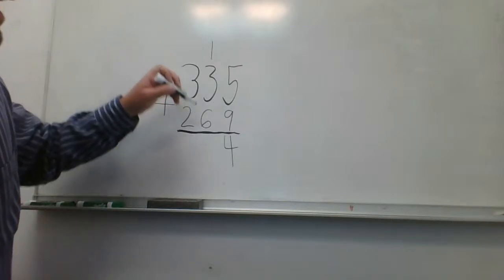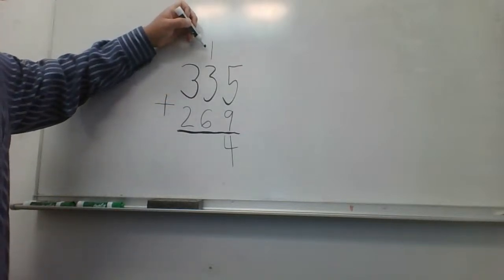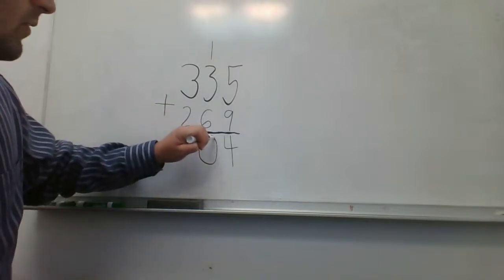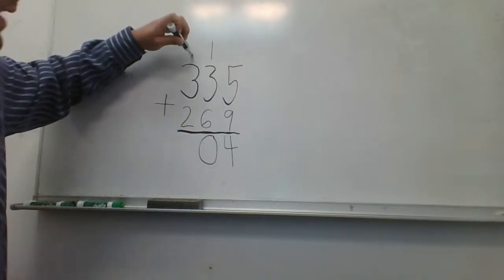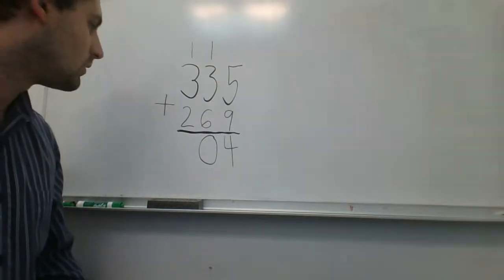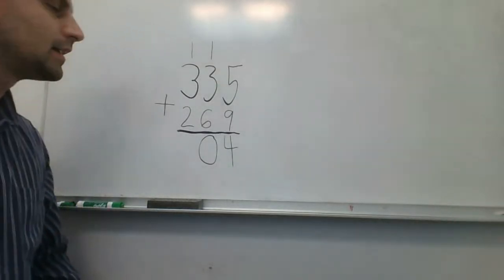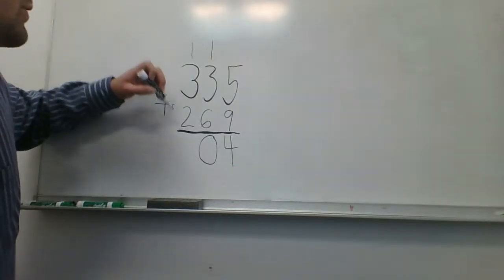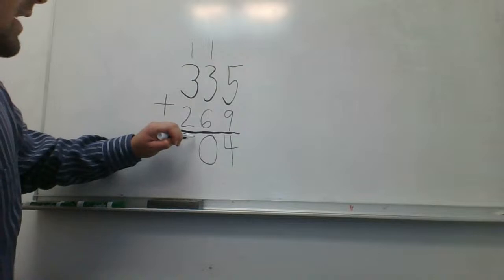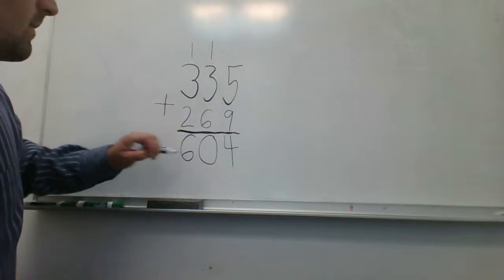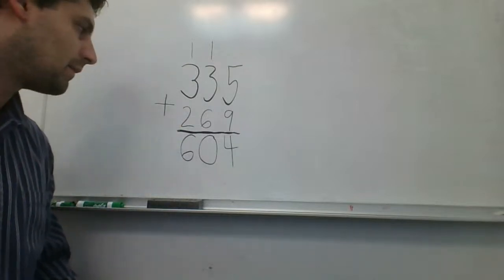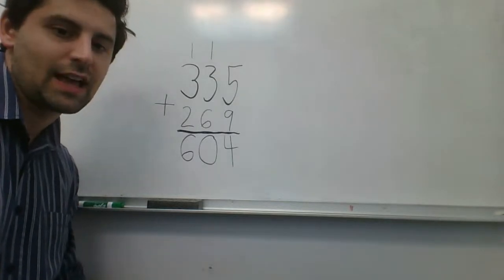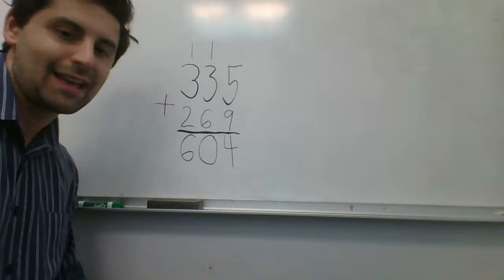3 plus 6 is 9, plus the 1 that we carried over makes it 10. Again, we need to regroup. The 0 in the number 10 goes in the tens place. The 1 in the number 10 gets carried over to the hundreds place. 3 plus 2 is 5, plus the 1 that we carried over is 6. And we have our final answer. 335 plus 269 equals 604.